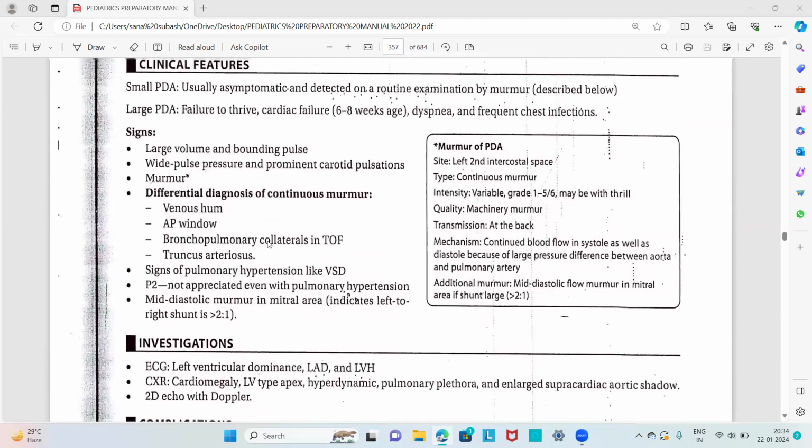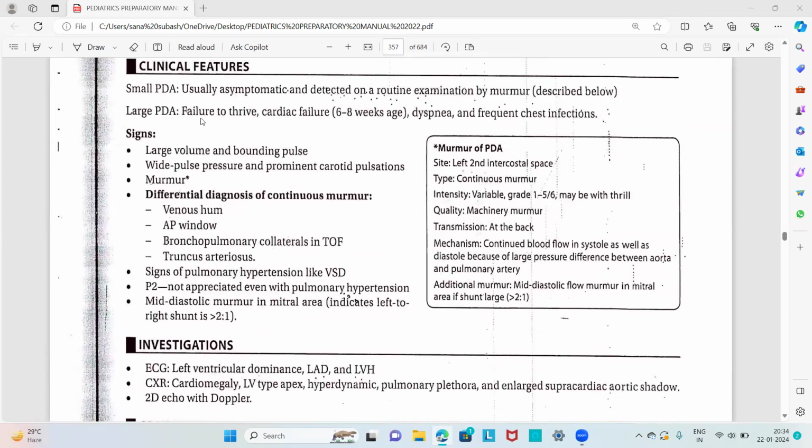A small PDA is asymptomatic and detected on routine examination, but a large PDA presents with failure to thrive, cardiac failure, dyspnea, and frequent chest infections. The important sign is the murmur, which is a continuous machinery murmur transmitted to the interscapular area at the back. P2 is not appreciated even with pulmonary hypertension, and there will also be signs of pulmonary hypertension.